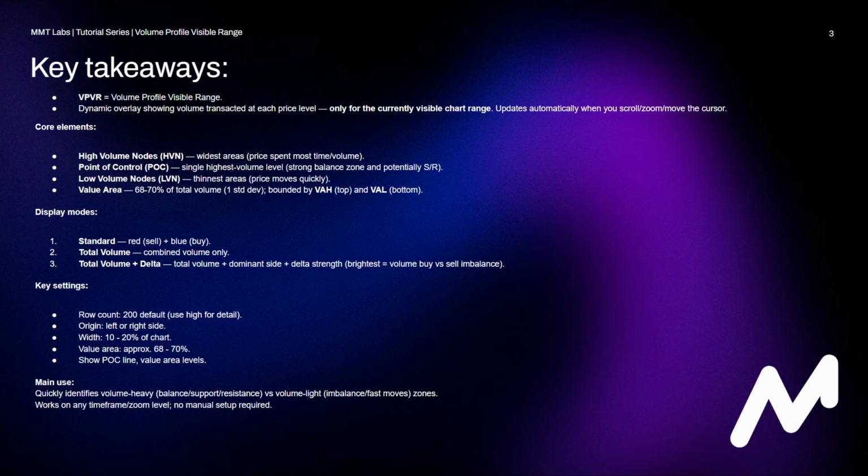The main purpose of the VPVR is to quickly and intuitively identify areas in the market where heavy or light volume has been transacted. It works on any time frame or zoom and requires almost no manual setup.